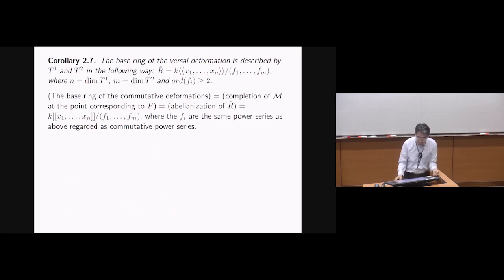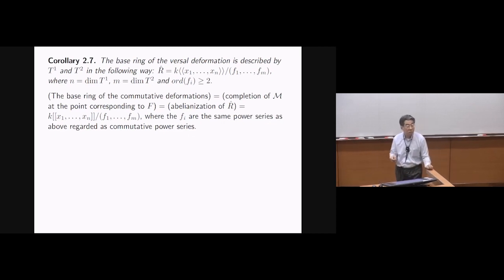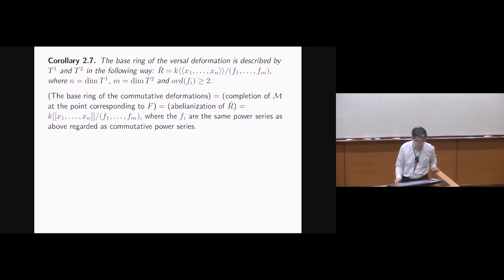So as a corollary, under the same assumption, the base ring is a quotient algebra of a non-commutative formal power series ring divided by some two-sided ideal generated by non-commutative formal power series. These formal power series do not have any constant term and also do not have a term of degree 1. This is a very general structure.